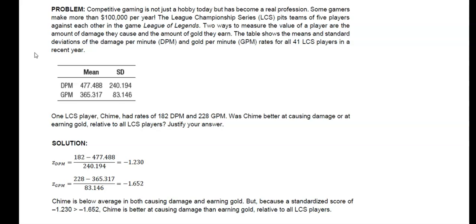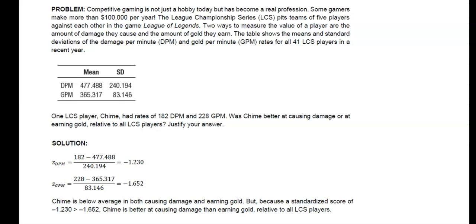Competitive gaming is not just a hobby today, but it's become a real profession. Some gamers make more than $100,000 per year. Maybe I should become a gamer. The League Championship Series pits teams of 5 players against each other in the game of League of Legends. Two ways to measure the value of a player are the amount of damage they cause and the amount of gold they earn. The table below has the mean and standard deviations of the damage per minute and the gold per minute rates for 41 LCS players in a recent year.